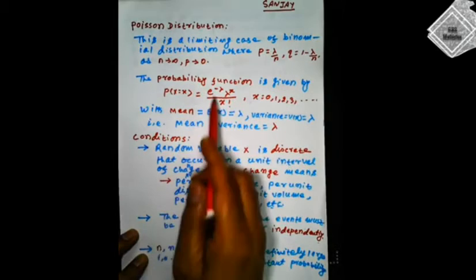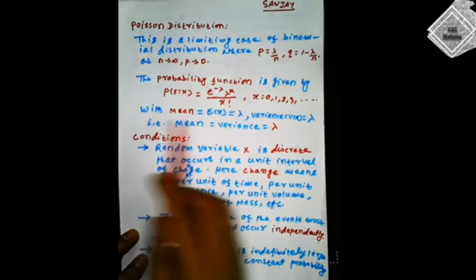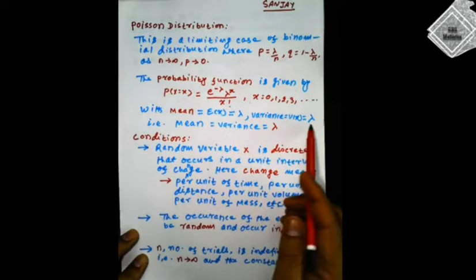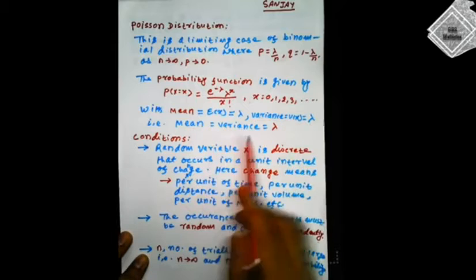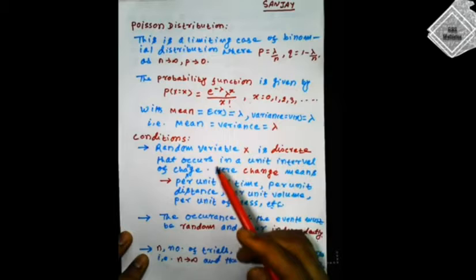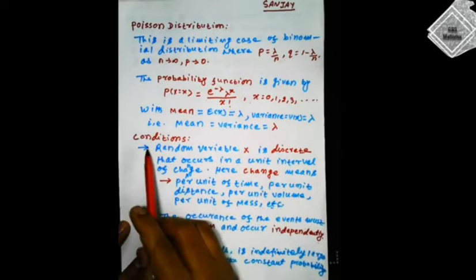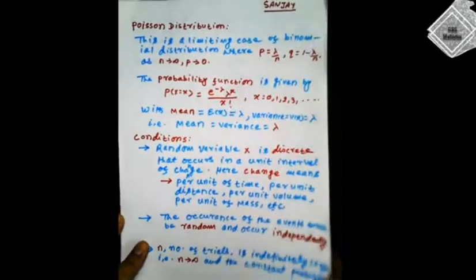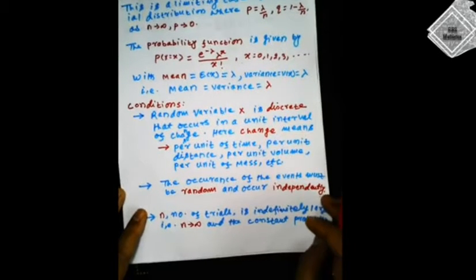Another speciality of this distribution is its mean is lambda and also the variance is lambda. That means the mean and variance of this distribution are the same, and that sort of proof I'm going to discuss in another class. Now it's very important to understand under what condition the Poisson distribution is appropriate. So what should be the conditions for the Poisson distribution to be Poisson?